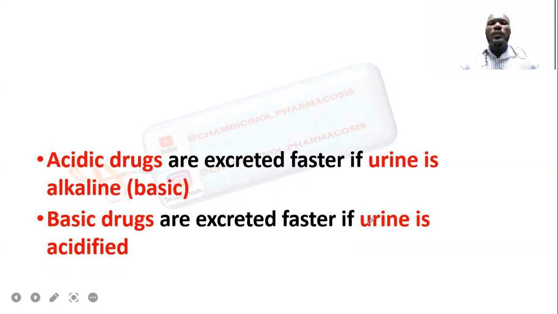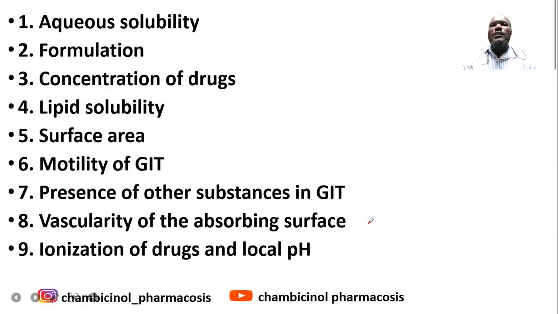So you need to know what substances can be used for alkalization, for example sodium bicarbonate, and what substances can be used for acidification, for example ammonium chloride. It is very important for you to understand, because this concept will be helpful when someone has got poisoning.